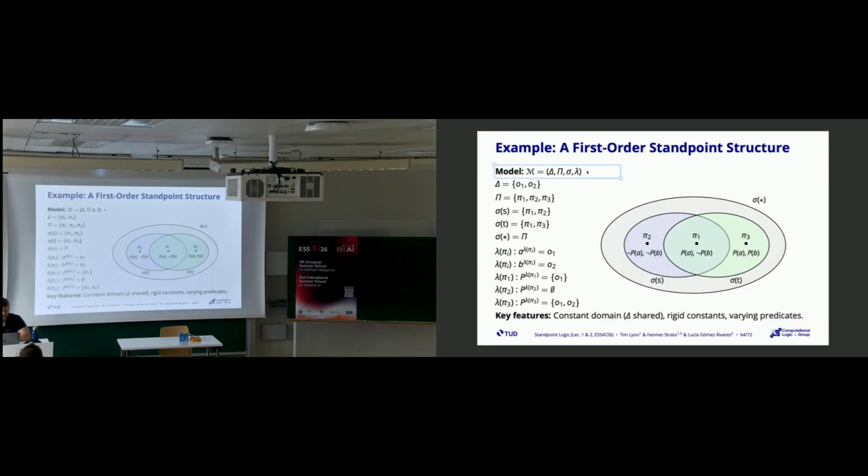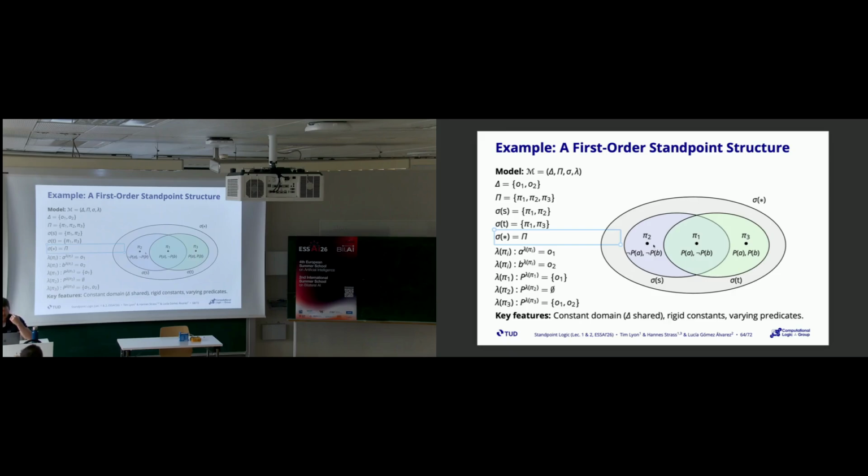So here we have an example of a model which has delta, pi, sigma, and lambda. The domain delta contains two objects, which I'm calling O1 and O2. Pi, the set of precisifications, contains three precisifications, pi 1, pi 2, and pi 3. And in this model, we interpret S to be this, say, purple oval, which contains pi 1 and pi 2. We interpret the standpoint T to be the green oval containing pi 1 and pi 3. And as always, the universal standpoint just contains everything.